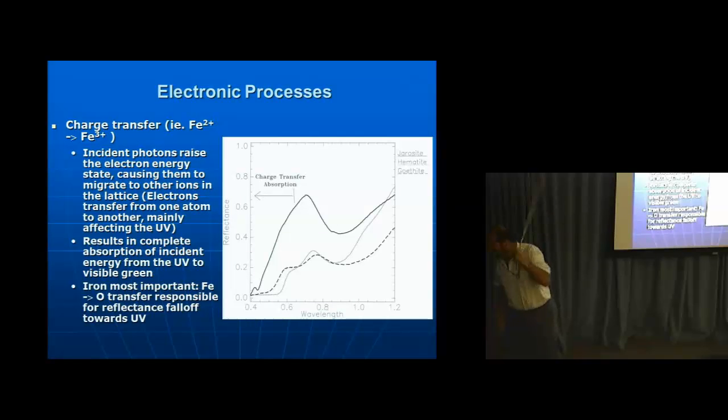Charge transfer is this. I apologize for these plots. They don't look that great, but they're better. You'll see them better if you print out the PowerPoints. It's usually this range here in the green to UV, the red to UV, and it does in fact result in complete absorption of the energy down here in the UV wavelengths. Again, iron is the most important of these.